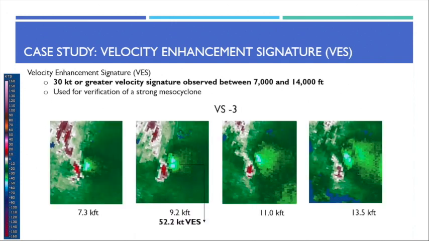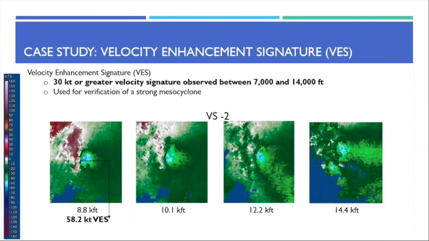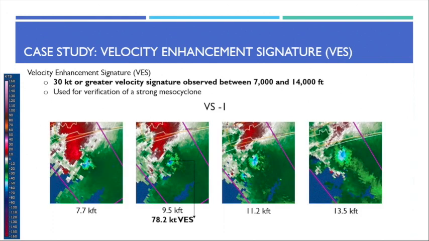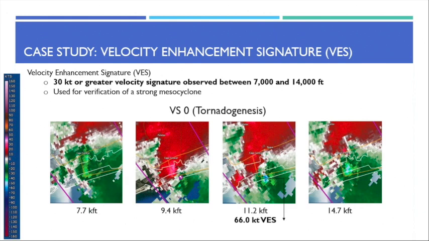And going through volume scans, you can see that start to increase and stay at around the same level until you get to volume scan -1, where it reaches its highest value at 7.8 knots. That is a very strong VES signature and is very conducive to the production of a tornado. And at volume scan 0, it decreases slightly, which is on par with what guidance has shown.